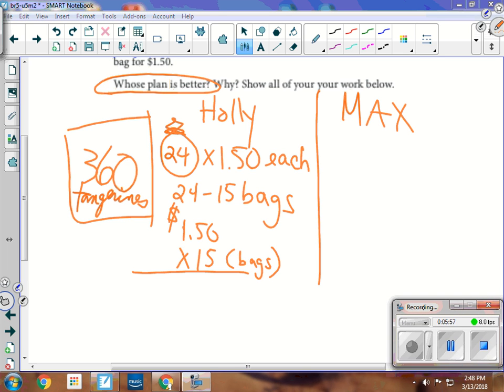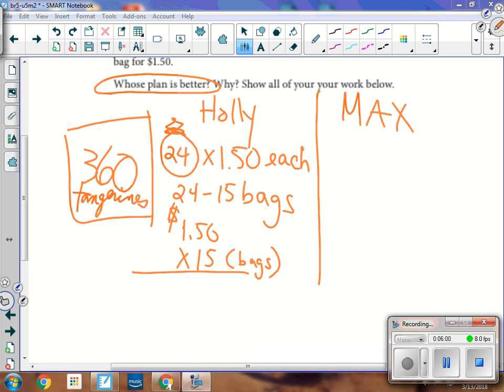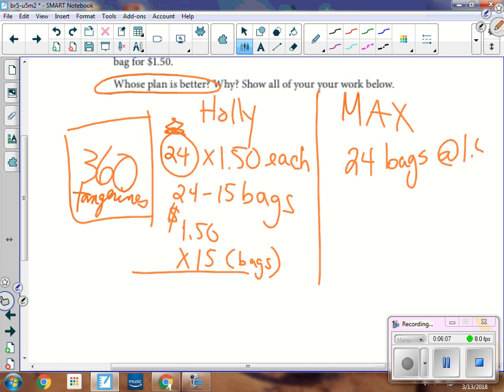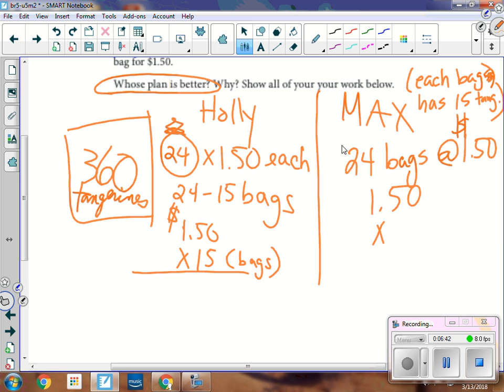Now over here, Max is like, I got a better idea. I'm just making 24 bags at $1.50 each. Now, it doesn't really matter how many he's putting in each bag. He's just selling whatever he's got and making 24 bags. Now, I will say, because we did the math on the other page, each bag has 15 tangerines. Not that it matters, because Max is just saying I'm just making 24 bags. So he's going to do $1.50, and he's selling them 24 bags.